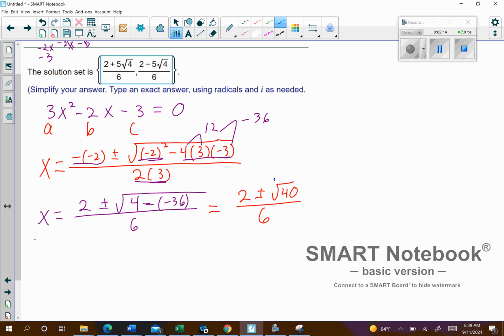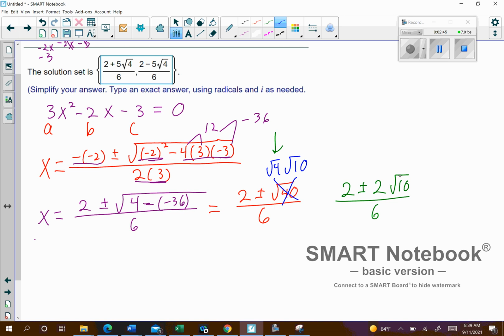So we're going to split that 40 into a 4 times 10. The reason we picked 4 and 10 is because I can square root the 4. So I'm going to square root the 4, and I'm going to get 2 plus or minus, that turns to a 2, square root of 10, all over 6. And see, 10, you can't simplify that any further because you could break it into 2 and 5, but you can't square root 2 or 5. You can't do it nicely.